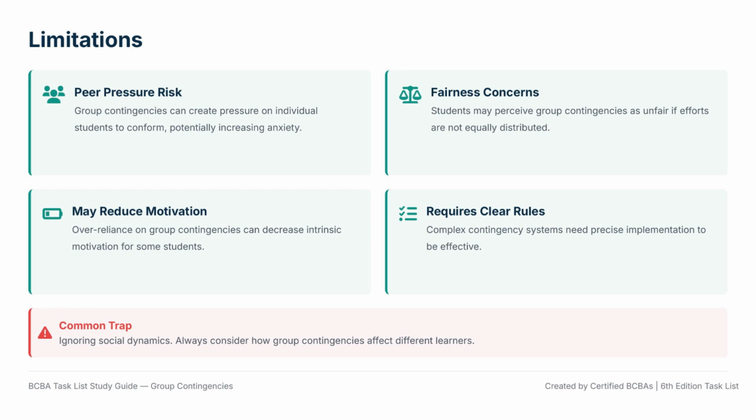However, group contingencies also have limitations. They can lead to peer pressure, which may increase anxiety for some individuals. There may be fairness concerns, especially if some feel they are doing more work than others. Over-reliance on group contingencies may also reduce intrinsic motivation. Effective implementation requires clear rules, avoiding the common trap of ignoring social dynamics. Always consider how these contingencies impact different learners to ensure a balanced approach.